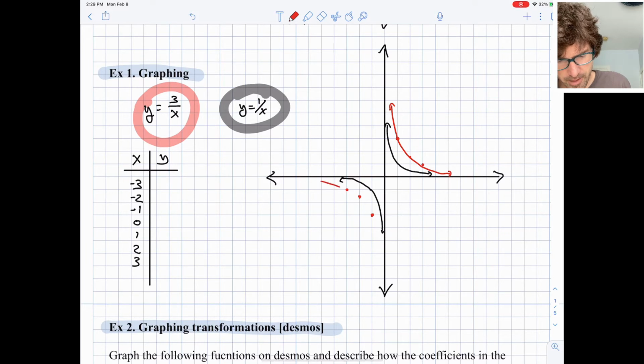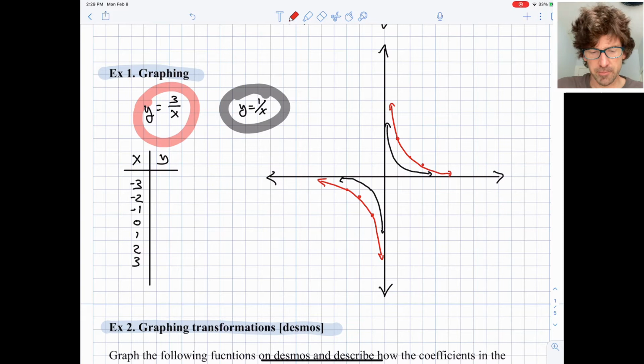And so we can plot that there. So that's the graph of y equals 3 over x. I can throw in some values here into our table. If x is -3, y is -1, -3 halves, and -3, and 0 will be undefined.